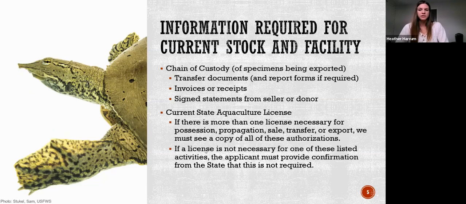Sometimes in some states, that may be an all-in-one license. In other states, there may be a separate license for transport or for sale or for propagation. So it's very important that we all work together to understand and know what is necessary for each one of those activities between the states and within the states. And if a license isn't necessary for one of those activities, the applicant needs to let us know that and provide confirmation from the state that that's not a requirement.